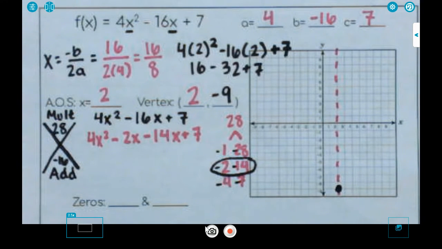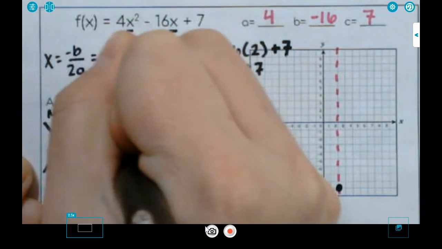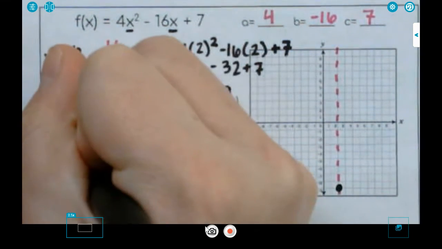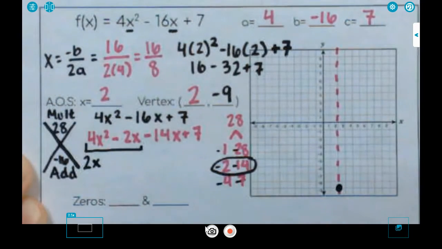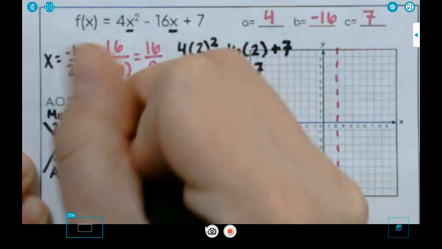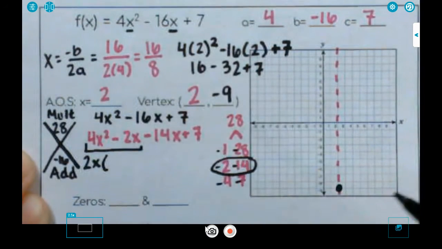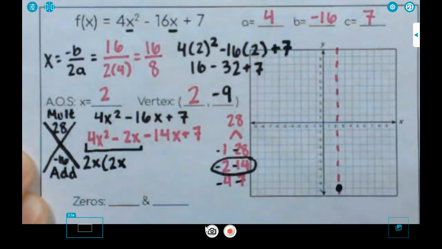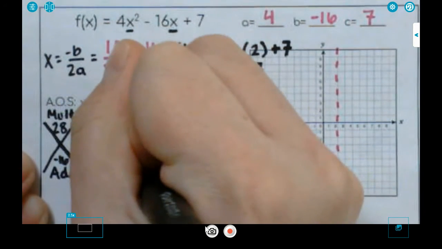All right. So I can go ahead and factor this by grouping. Out of 4x squared and negative 2x, I can divide by 2 and I can pull out an x. So I'm going to pull out a 2x here. That will leave behind 4x squared divided by 2x will be 2x. And then negative 2x divided by 2x will leave behind minus 1.